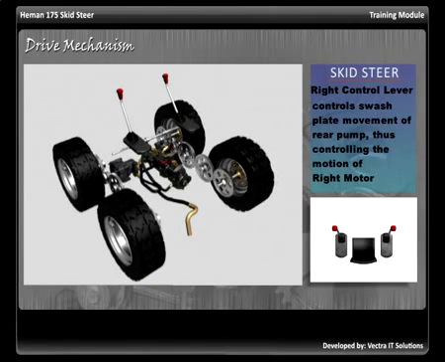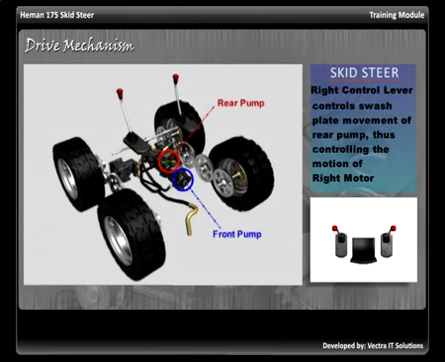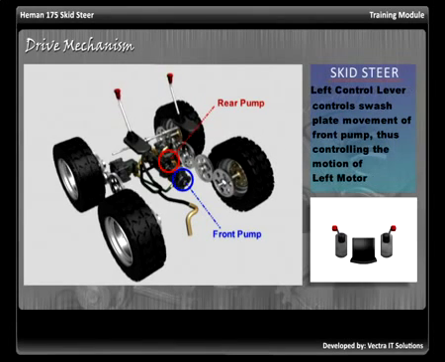Control lever on right side of the operator controls the swash plate movement of the rear pump, which in turn controls the oil transfer to the motor on right hand side. Left control lever controls the swash plate movement of the front pump, which in turn controls the oil transfer to the motor on left hand side.